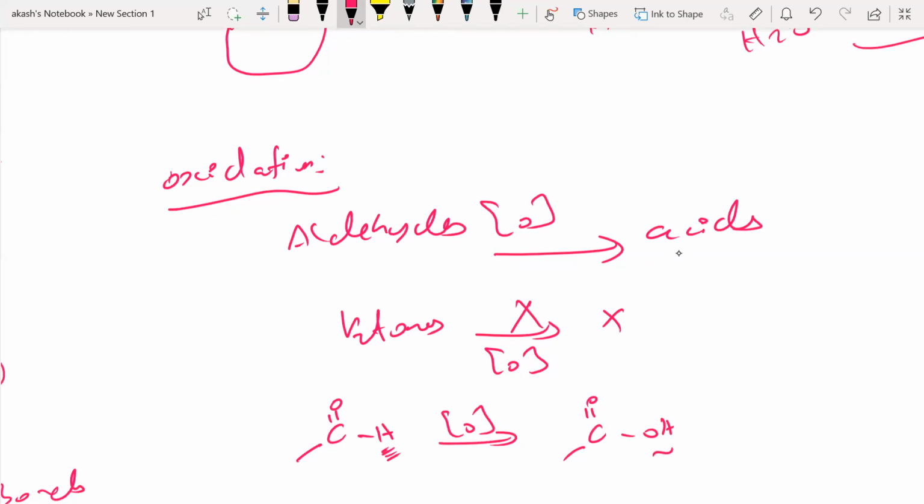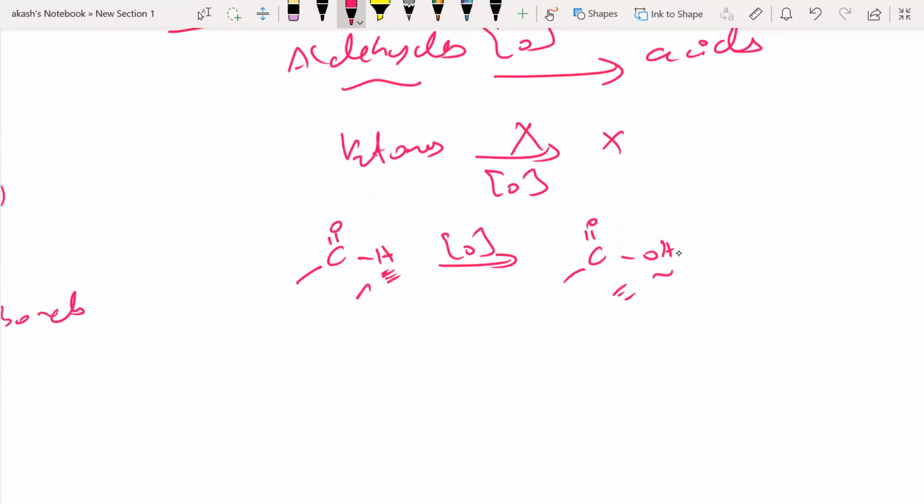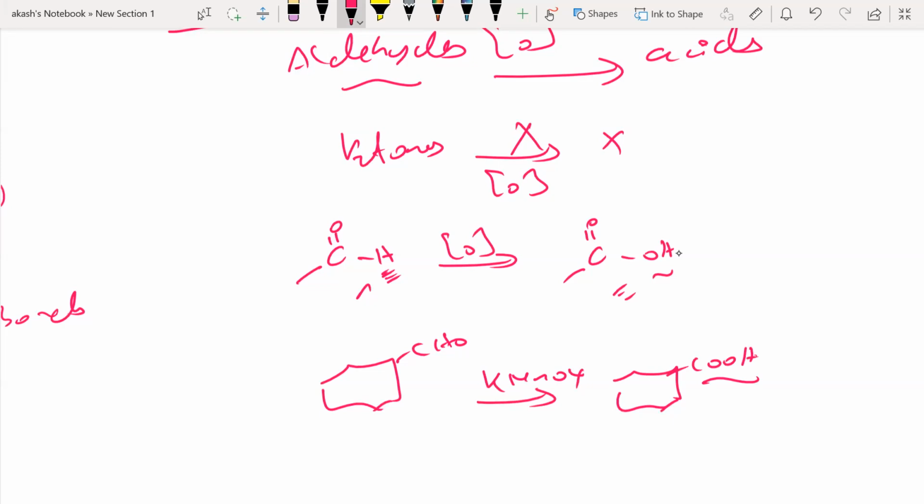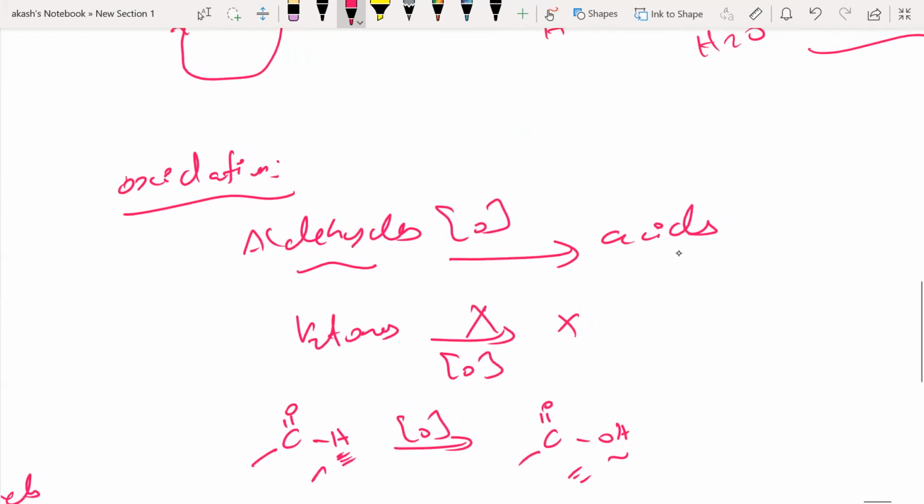That is not possible. So ketones cannot be oxidized, but aldehydes can be oxidized with any oxidizing agent, either a strong or a weak oxidizing agent. You will be able to oxidize aldehydes to the corresponding acids. For example, if you have CHO like this and you put KMnO4, which is an oxidizing agent, the CHO part will get converted into the COOH part. Very simple reaction. Ketones cannot be oxidized, only aldehydes can be oxidized. So that is about the oxidation reaction of aldehydes.